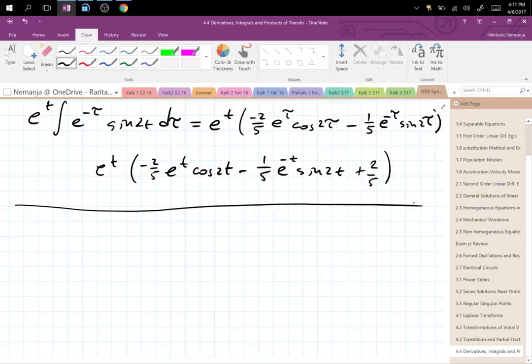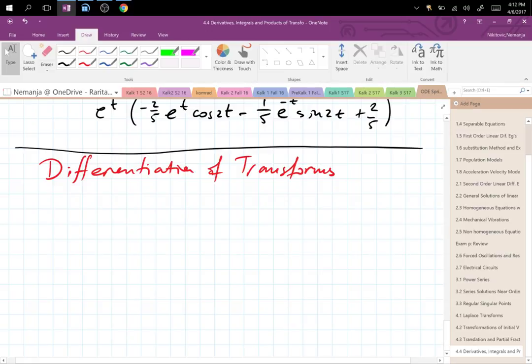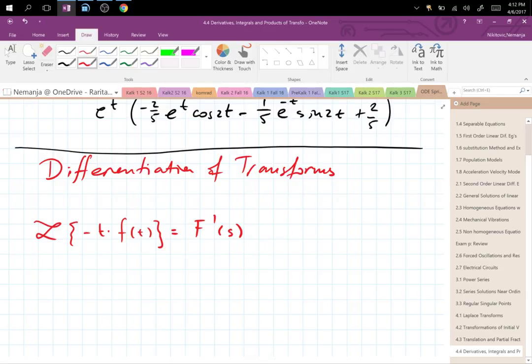Okay. Now we have a differentiation of transforms, and we are looking at the Laplace of negative t times f of t is equal to F prime of s. And you can do the proofs and things by plugging into the formula.